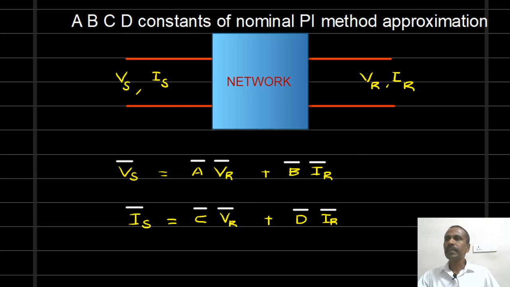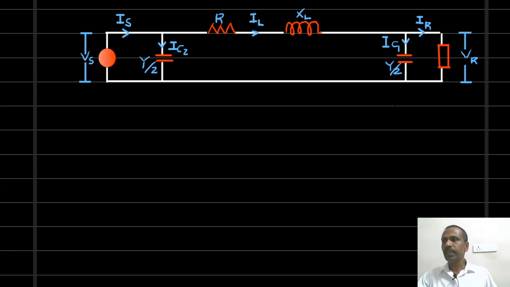Now we are going to write the ABCD constants and the equations for Vs and Is for this pi network of our transmission line. As you know, in the pi network, half of the capacitance is at one end and half the capacitance is at the other end. This is our impedance.